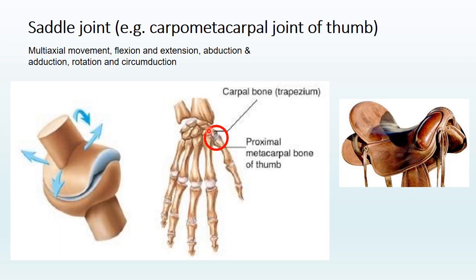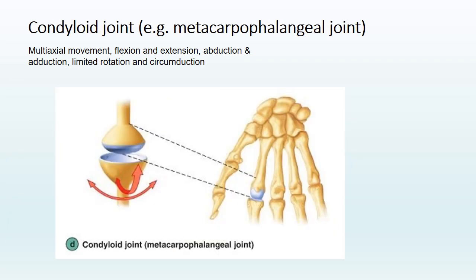There's one example, and it is the carpo-metacarpal joint of the thumb. It is the joint between the carpal bones of the wrist and the metacarpal bone of the first finger of the hand, called the thumb. This is a very mobile joint. It's multi-axial, moving in flexion, extension, abduction, adduction, some rotation, and circumduction. So it's a multi-axial joint.